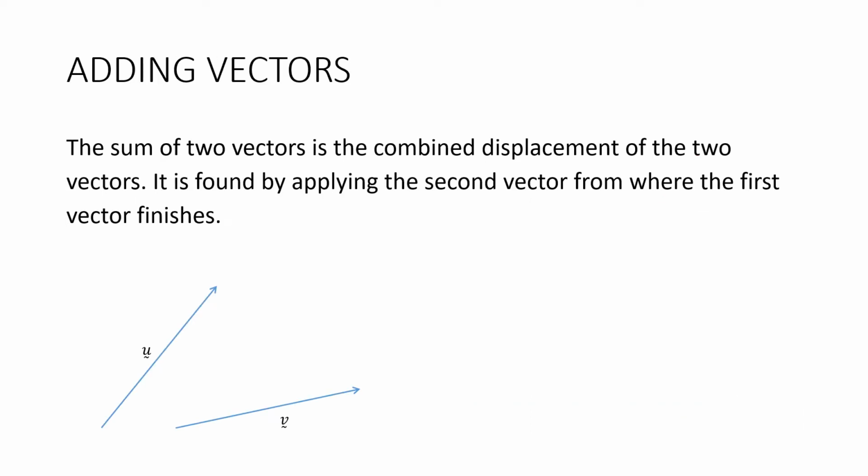Now we need to revise some vector operations because they're going to come in handy. Firstly, addition of vectors. The sum of two vectors is the combined displacement of the two vectors, and it is found by applying the second vector from where the first vector finishes. So let's pick up our second vector and apply it to the end of the first vector, and we're going to go all the way from the beginning of the first vector to the end of the second one. And there's the addition of u plus v.